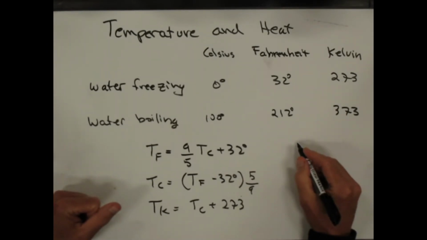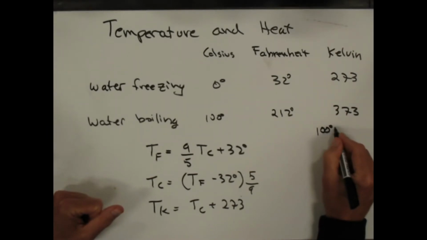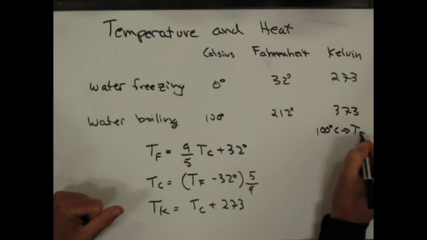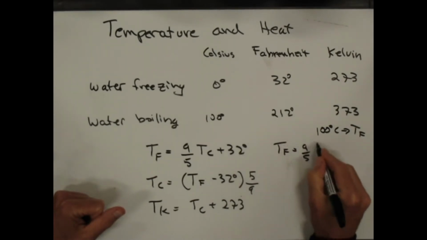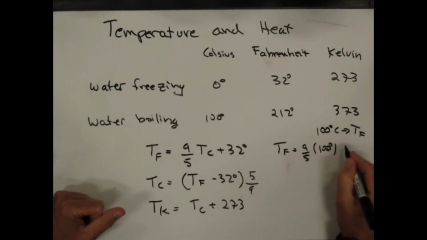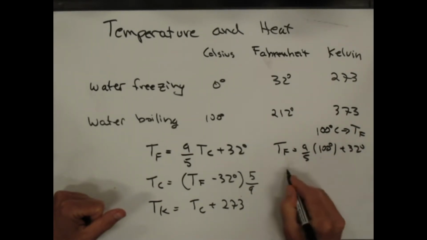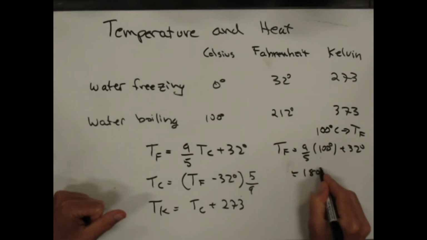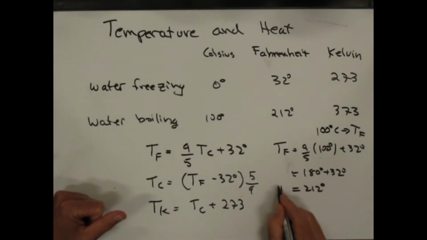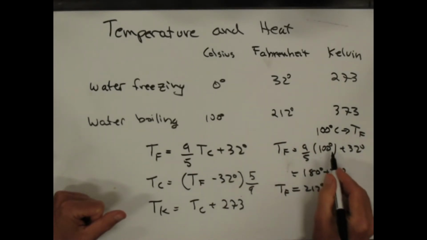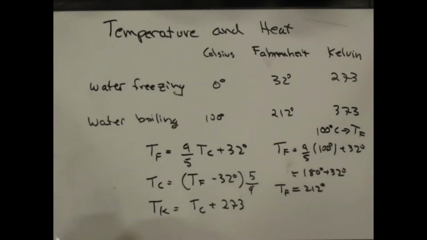And so I can just do an example. For 100 degrees Celsius, the temperature in Fahrenheit is equal to 9/5 times 100 degrees plus 32 degrees, which is equal to 180 degrees plus 32 degrees, which is equal to 212 degrees. So that's the Fahrenheit temperature that corresponds to 100 degrees Celsius. You can do as many of those as you want for practice.